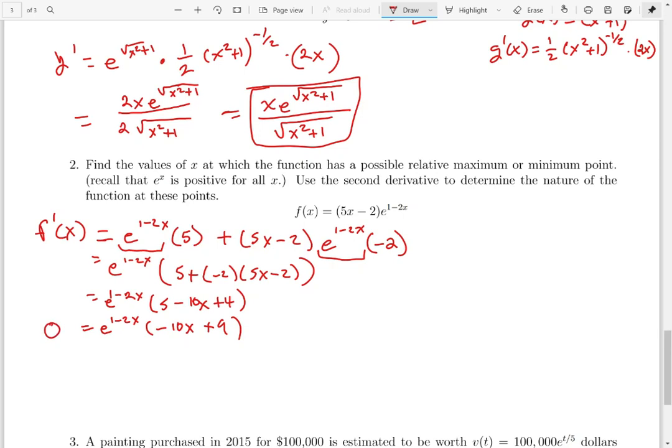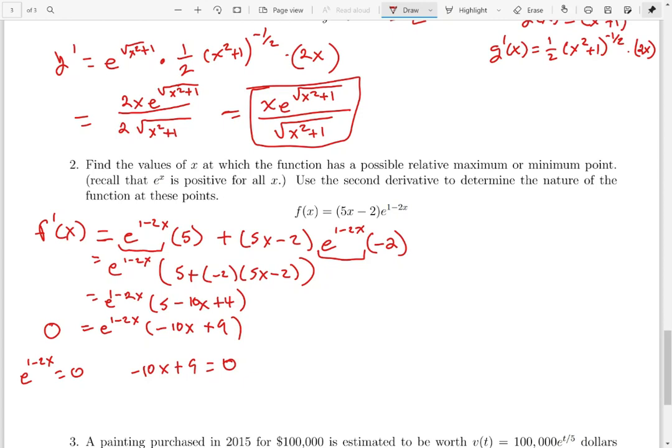Alright, because first derivative test, right? Okay, zero product property says e to the 1 minus 2x equals 0, and negative 10x plus 9 is equal to 0. Now let's actually deal with the e to the 1 minus 2x is equal to 0 problem. Since this is an equation, we should be able to solve this.